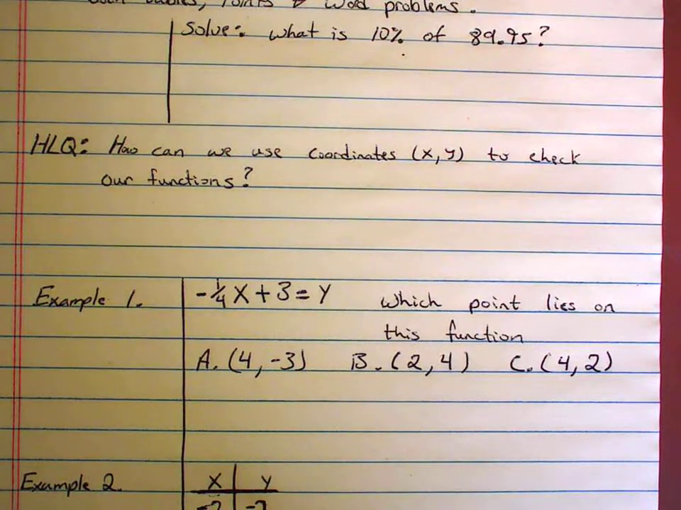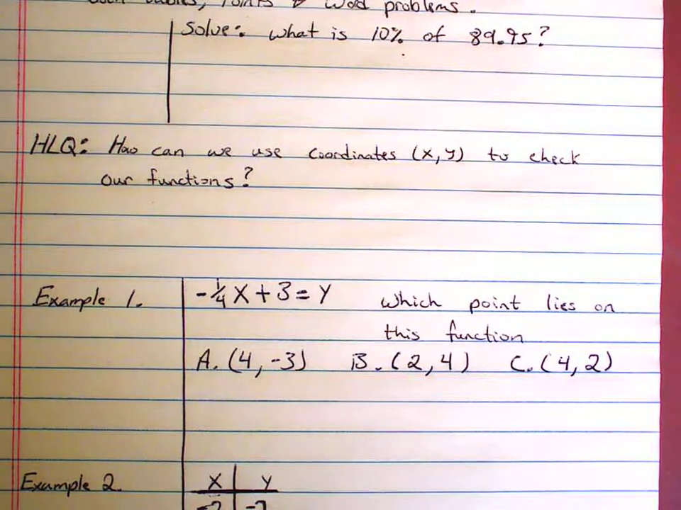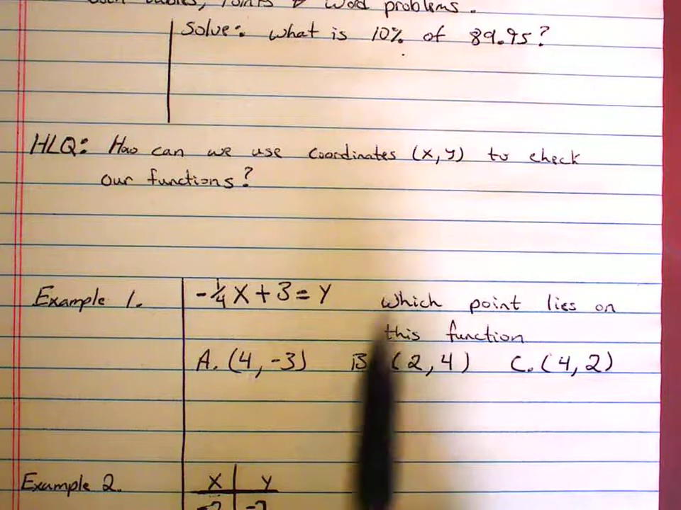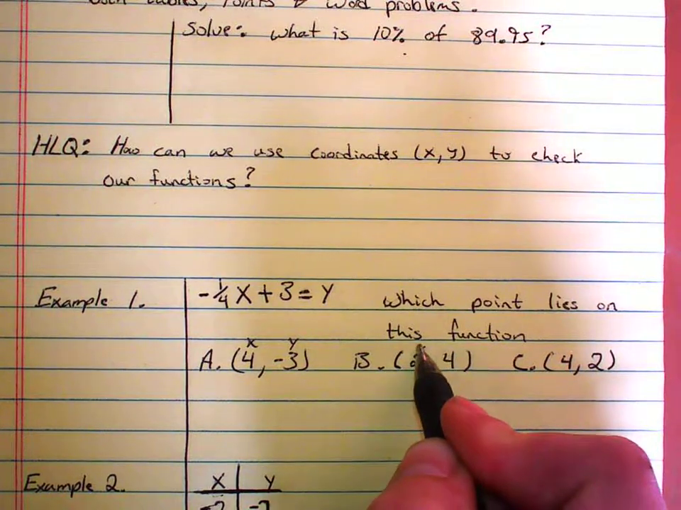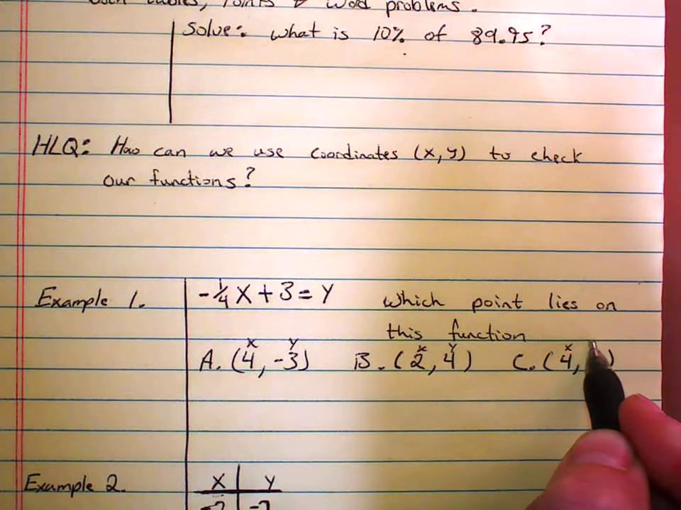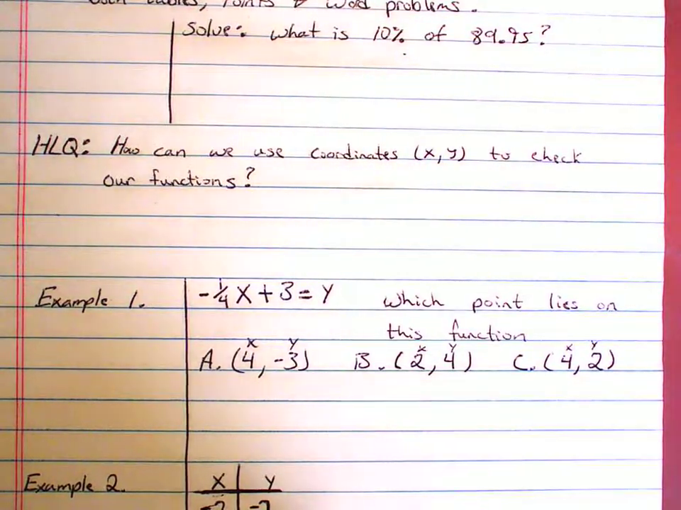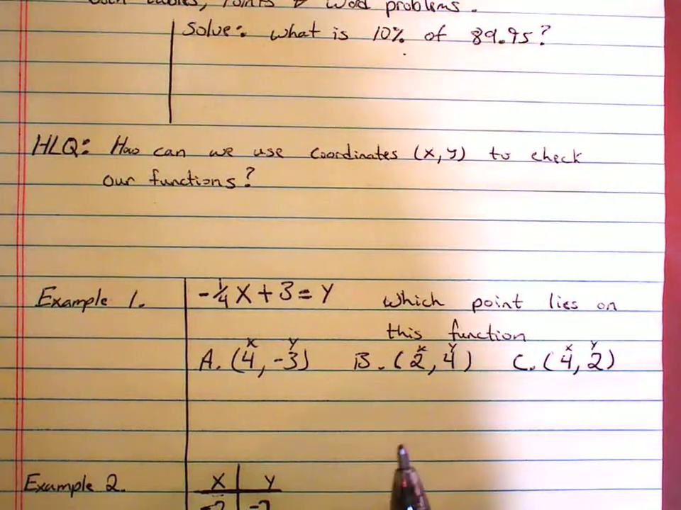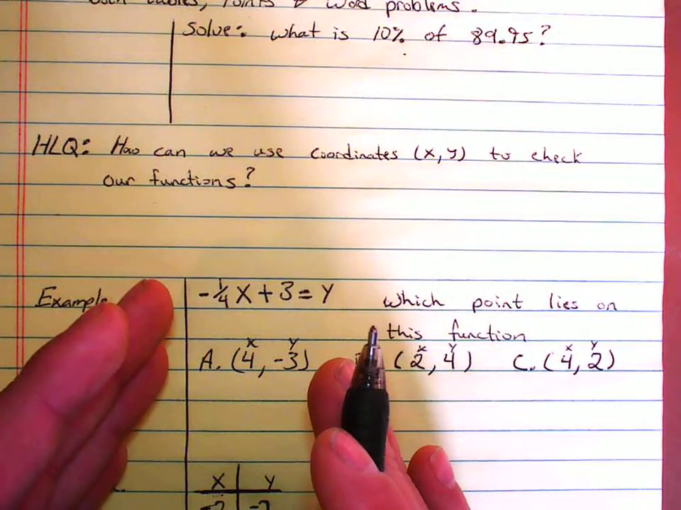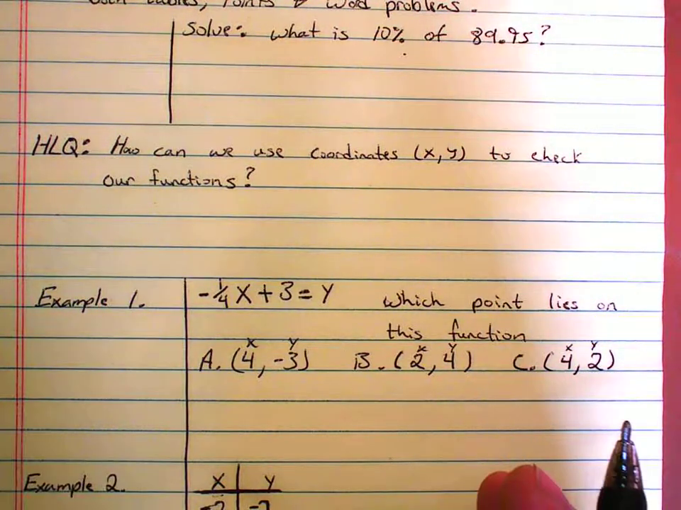So example number 1, we have negative 1/4 x plus 3 equals y. Which point lies on this function? Now, go back to the HOQ. We're talking about coordinates written in the form x, y. Well, each one of these is in the form x and y, x and y, x and y. These could be small tables if you wanted them to be. You could make a small table, plug in and solve and see what happens. But for us, it's not necessarily a table that we need. We just need to plug into our formula and see which one comes out correctly.